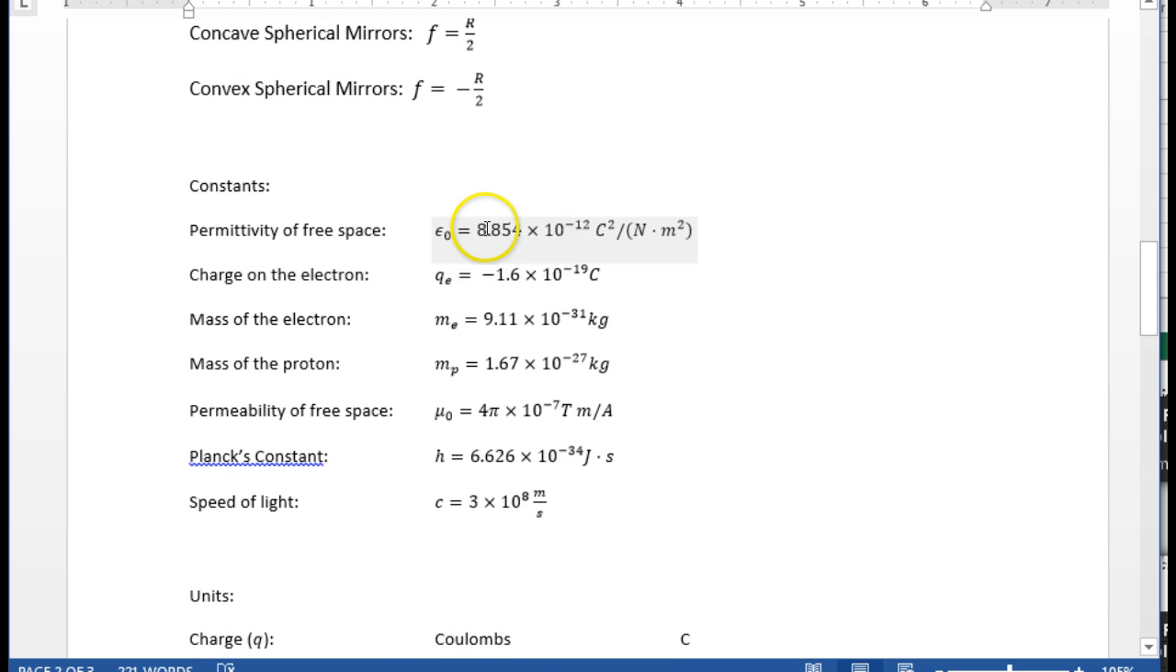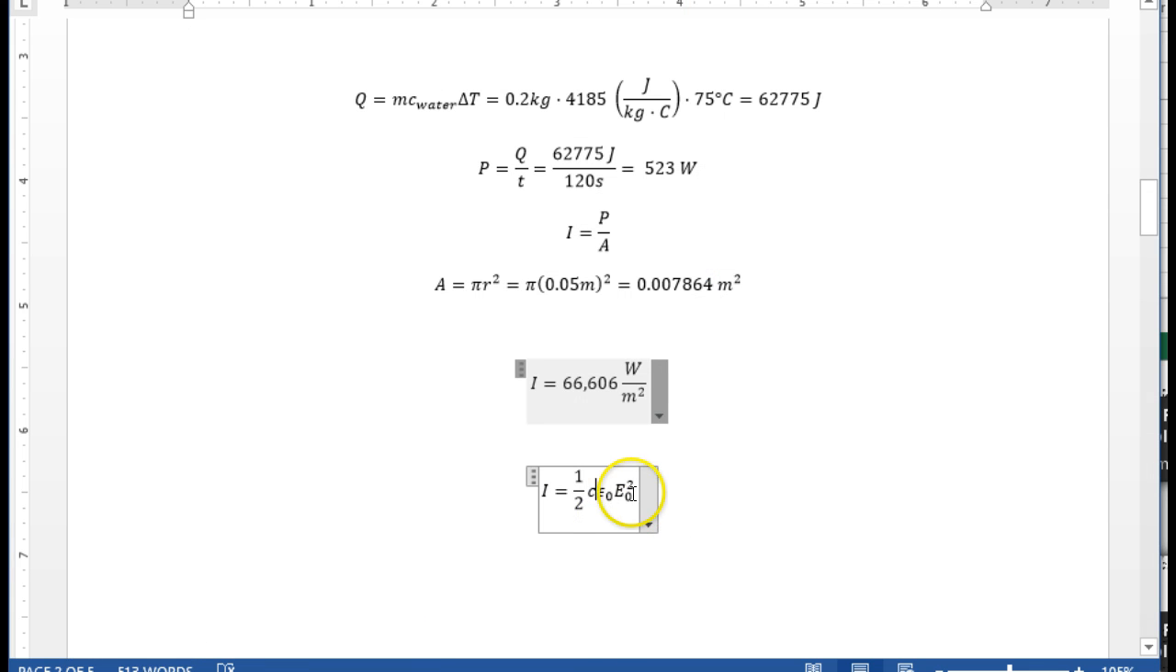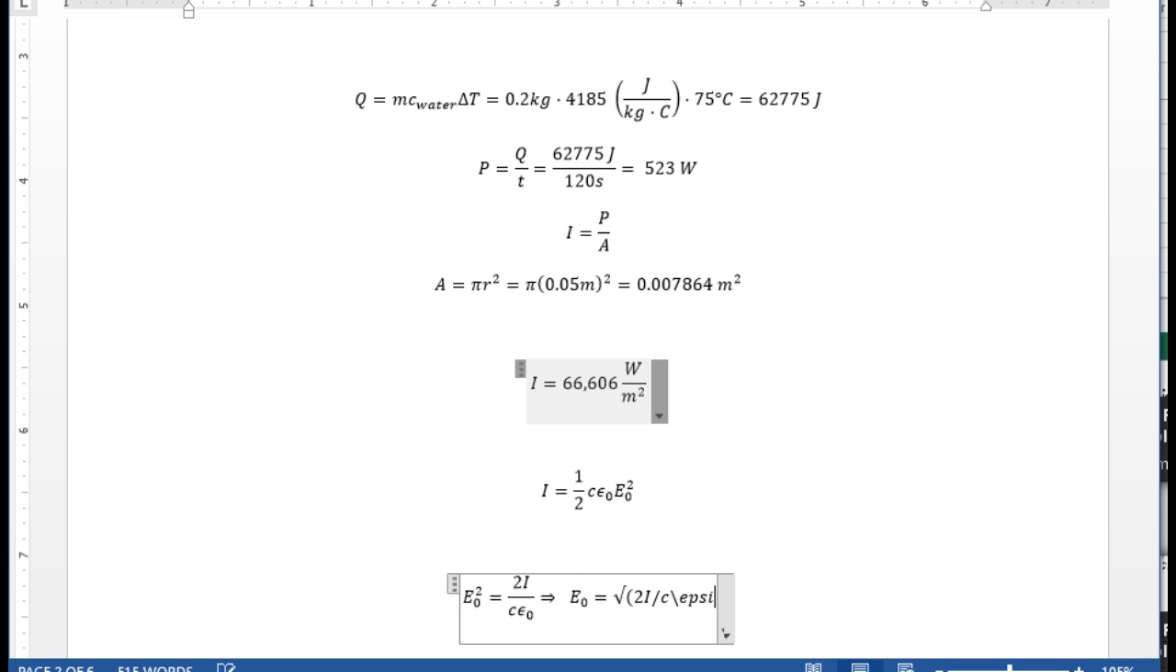Epsilon naught is 8.854 times 10 to the minus 12 coulomb squared per Newton meter squared. C is 3E8. All right, so we want half of c. Oh, need to solve this for the electric field. All right, so electric field squared is 2I over c epsilon naught, and that means that E naught is the square root of all of that, 2I over c epsilon naught.